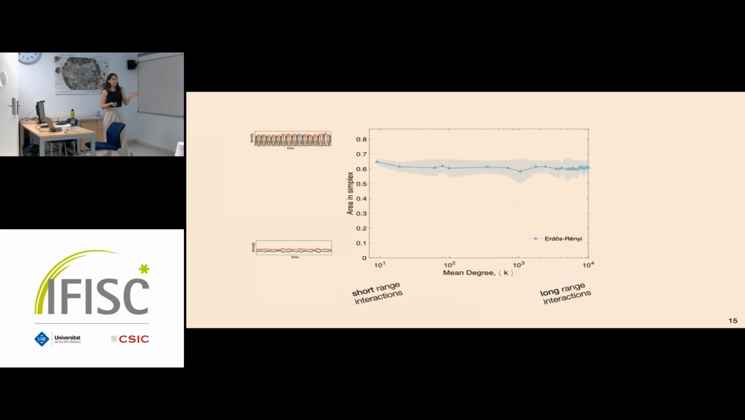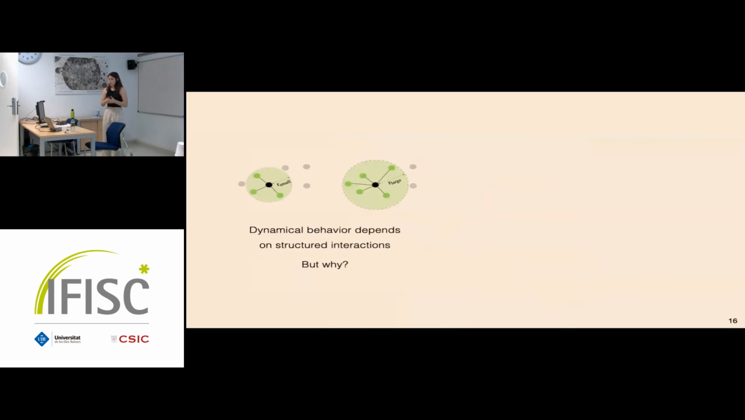For the Erdős–Rényi network, which has no spatial structure, we do not find any change of behavior. We always obtain pretty big areas, so oscillations. However, this changes with our structured networks. For these two, there is a region with short range interaction where we actually obtain this stabilization of the dynamics. And of course, now we wanted to know why the dynamical behavior depends on these structures and interaction ranges.